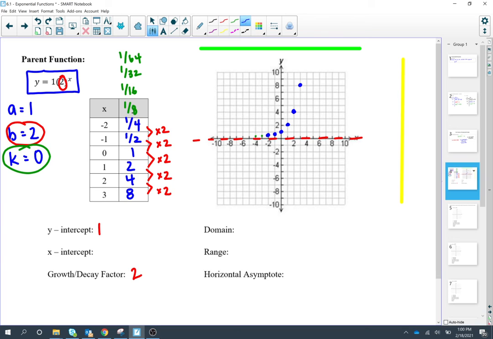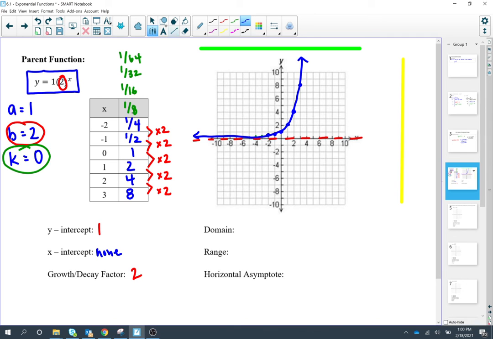So when you draw this graph and you connect your dots, it gets really small out here. So we just kind of draw a line that's next to 0 but not touching it. And then it gets really, really big going that way. But the key is when you draw your graph, do not go below the x-axis. It never goes below the x-axis. So our x-intercept, there is none. It just gets close to it.